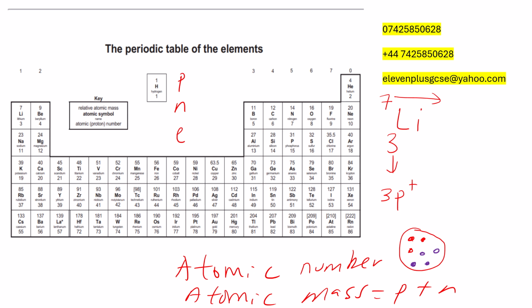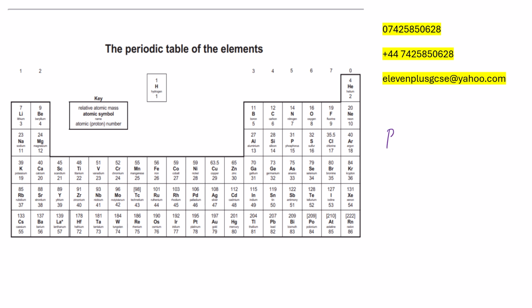Now, in terms of masses, protons have got a relative mass of 1, neutrons also 1, but electrons are approximately 0. They weigh very little. So these are their masses. In terms of their charges, protons are positive, neutrons don't have any charge, electrons are negative. So you need to know these basics first as we go.